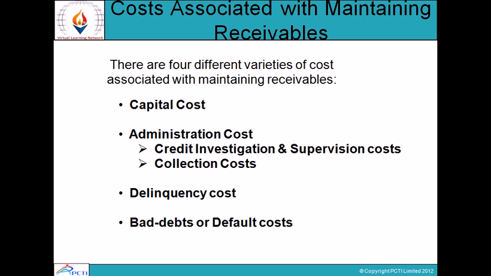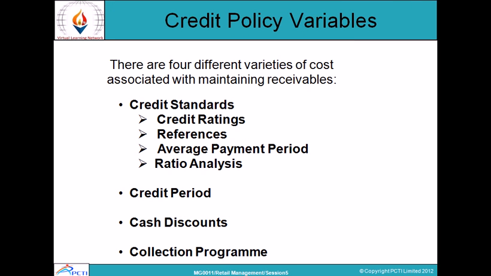We'll move further. We'll go to the next slide which talks about credit policy variables. Now every company has its own credit policy and this policy differs from company to company. There are 4 varieties of the cost associated in maintaining receivables. First is credit standard, second is credit period, the third is cash discount, fourth is collection program. Under credit standard, there are further 4 varieties: the first is credit rating, references, average payment period and the ratio analysis. Let's understand each in detail.